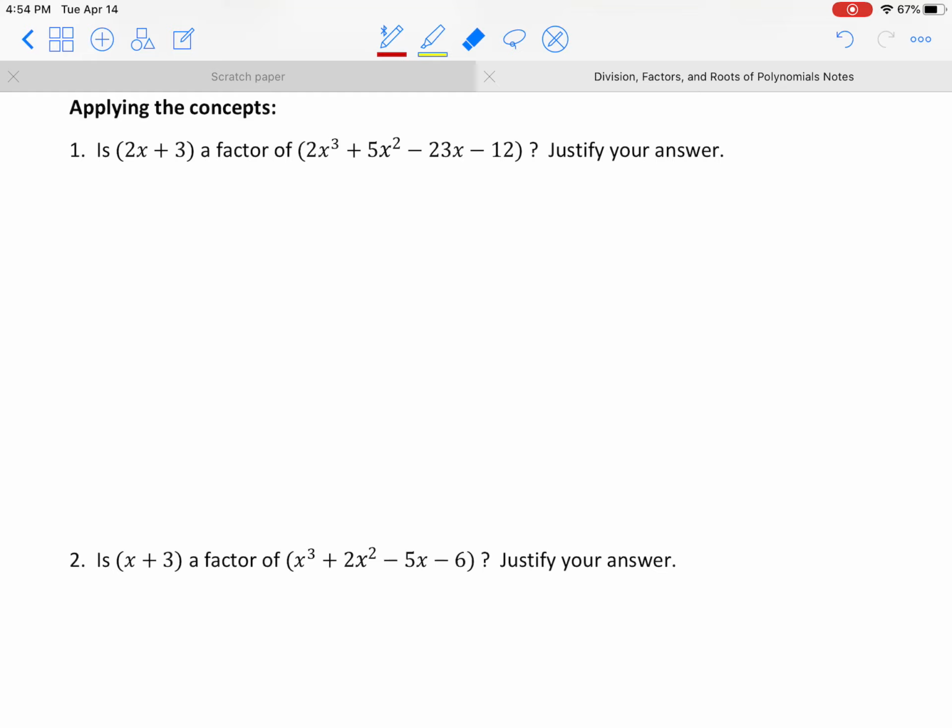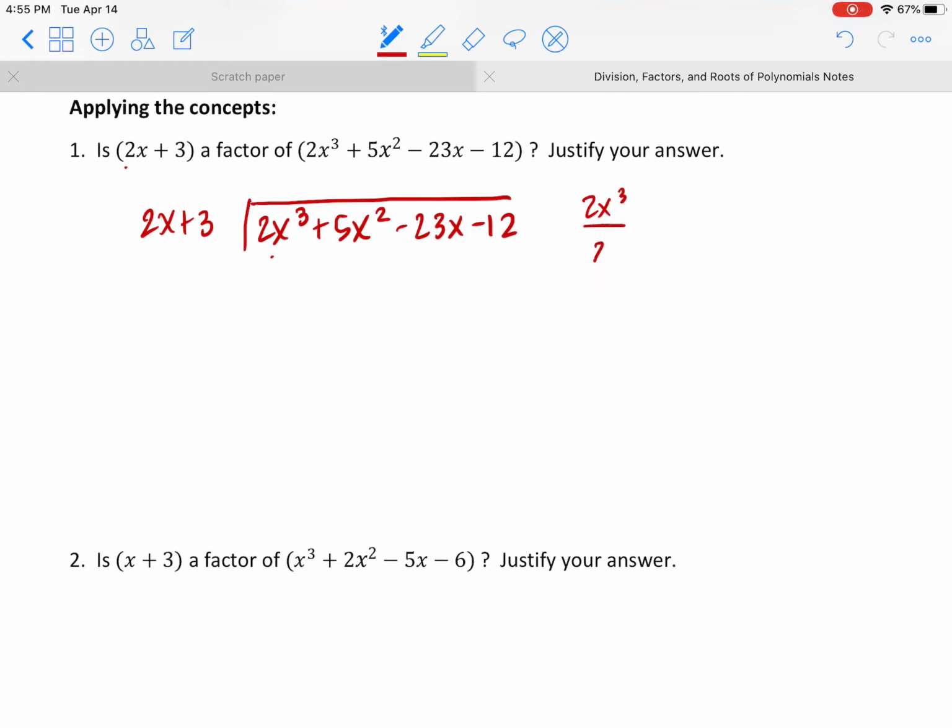So if I want to know if this is a factor, I can use division. If 2x plus 3 is a factor of this polynomial, it will divide evenly into it. So I'm going to use division. Now, what kind of division do I have to use? Well, I have to use long division because the coefficient of x is not a 1, it's a 2. So I'm going to go 2x plus 3 into 2x cubed plus 5x squared minus 23x minus 12.